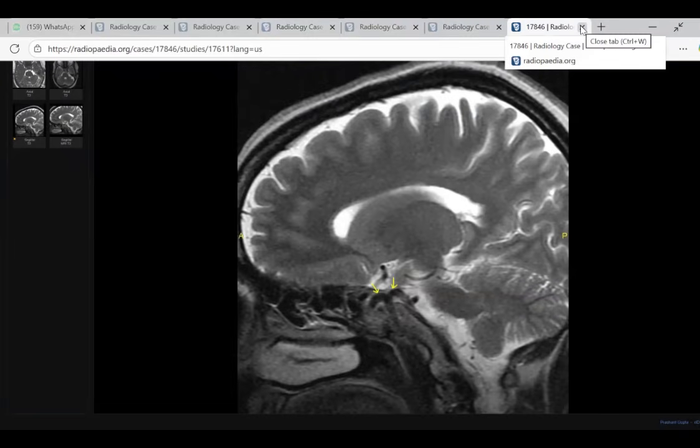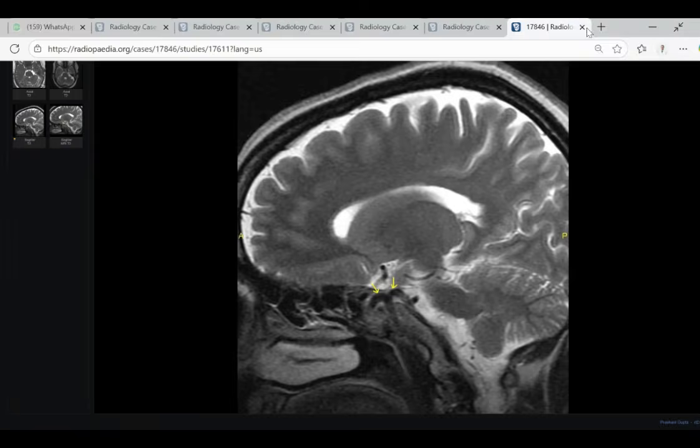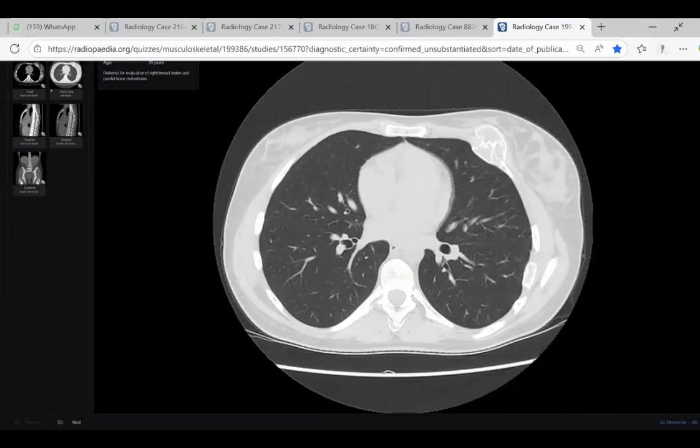Next candidate. This case, my colleague, by the way, demonstrates again and again the importance of asking for other MR sequences. If she didn't ask, I would not give her this sequence. Next candidate.